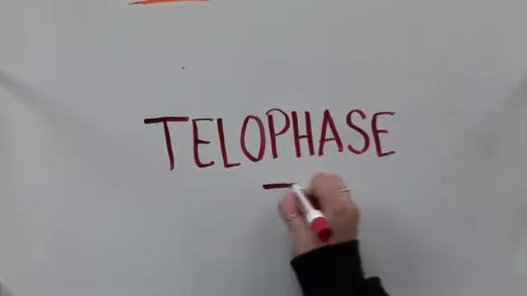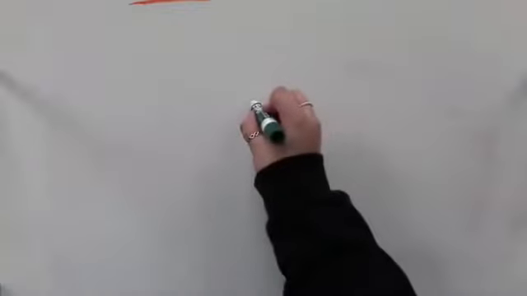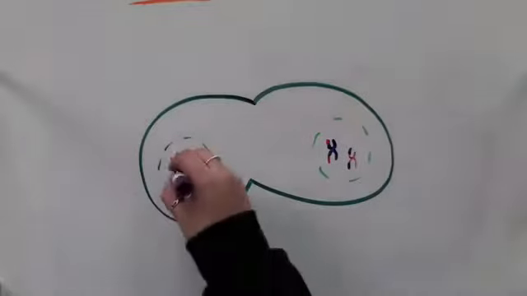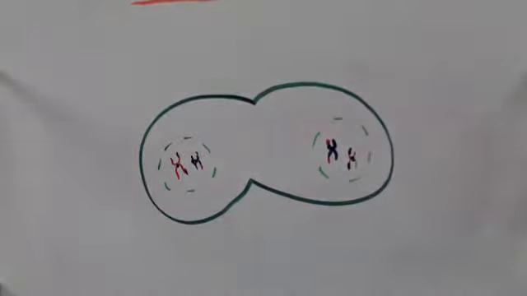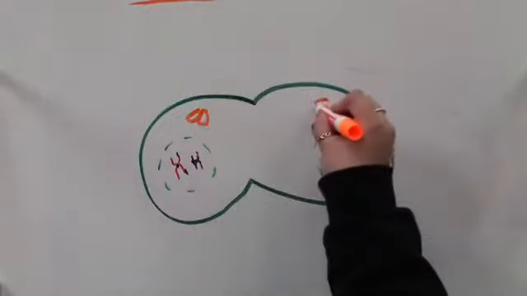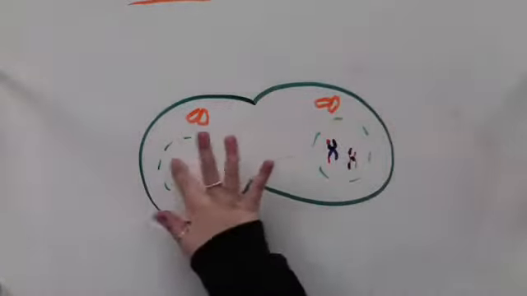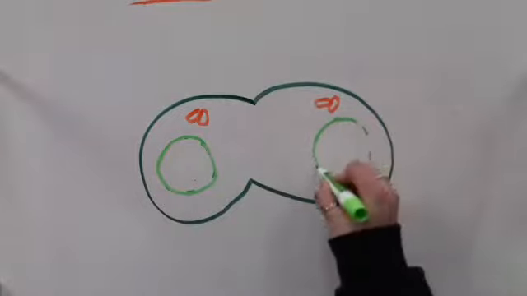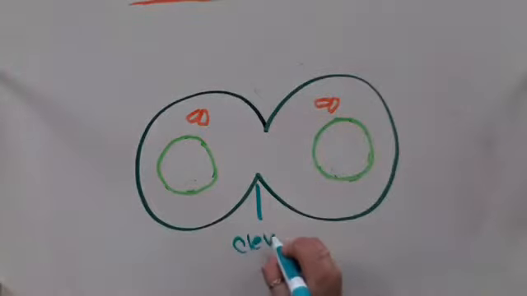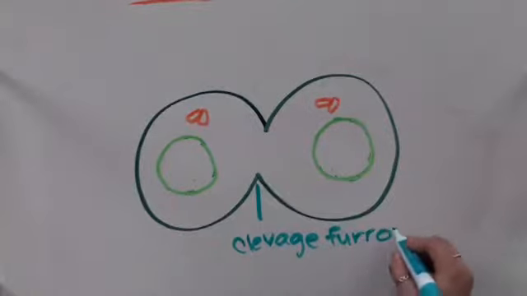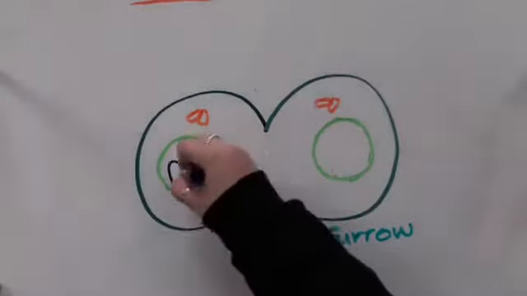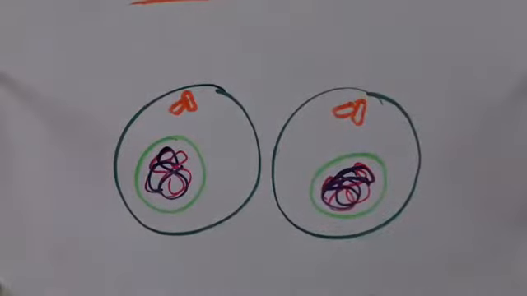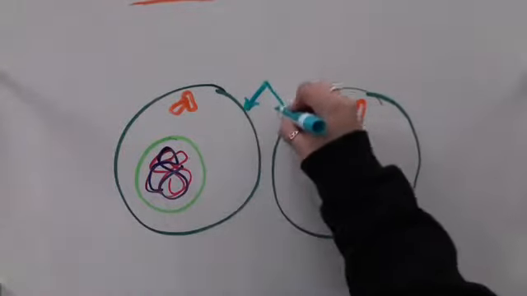In telophase 1, my life starts to get really exciting. My chromosomes uncoil and the nuclear envelope starts to reform. The spindle fibers begin to disappear. The cells begin to pinch in the middle, creating a cleavage furrow that divides the cytoplasm until cytokinesis occurs. And wow, 2 haploid cells are formed.